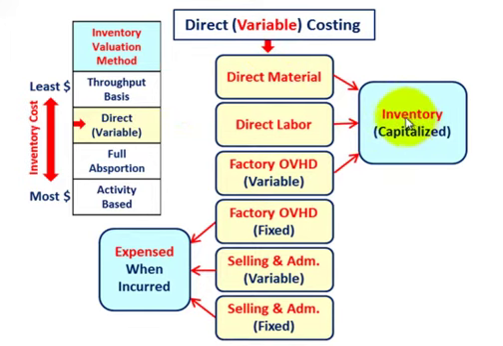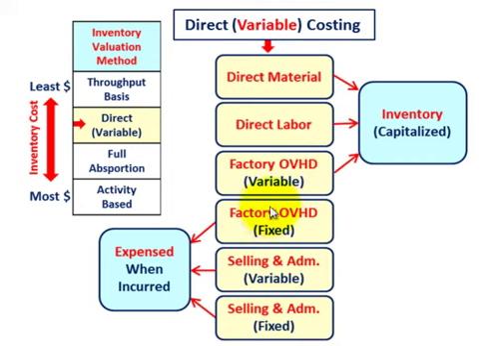What are we talking about here with inventory? These are the items that would be included or capitalized in your inventory, the different costs, versus what is expensed when incurred. So for direct variable costing, your direct material, your direct labor, and your factory overhead, the variable portion, get included into your inventory costs. Those 3 amounts are going to be capitalized.